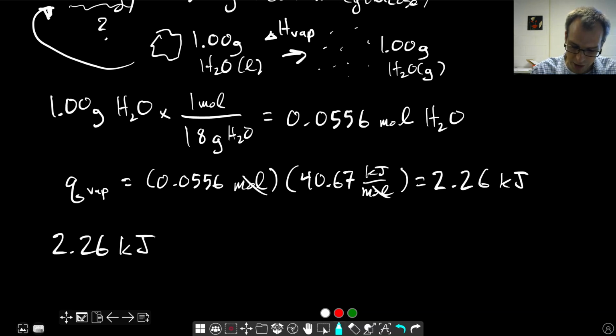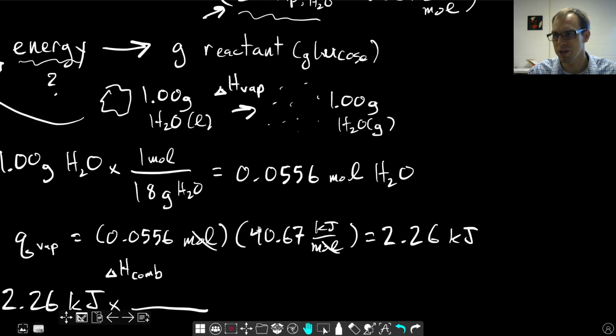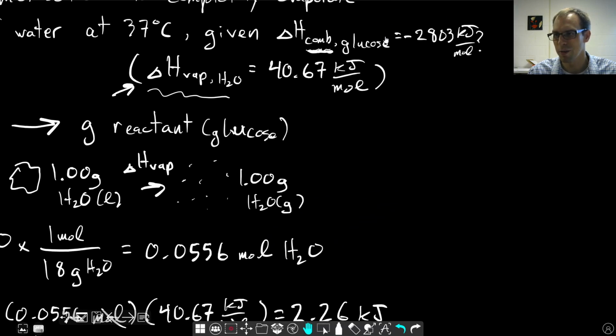And so we can use our enthalpy of combustion to go from that to know how many moles of glucose need to combust to produce that much energy. So we're going to use our enthalpy of combustion here. And so we need the units to cancel. So our kilojoules are going to go on the bottom. And for our purposes, we're going to ignore the sign. So the enthalpy of combustion is negative 2803.